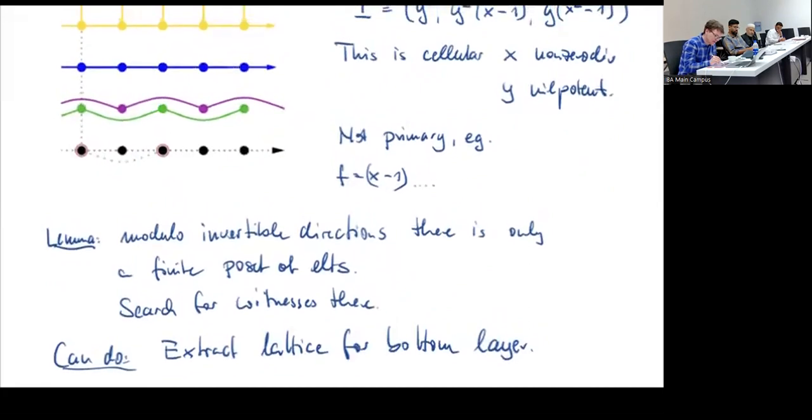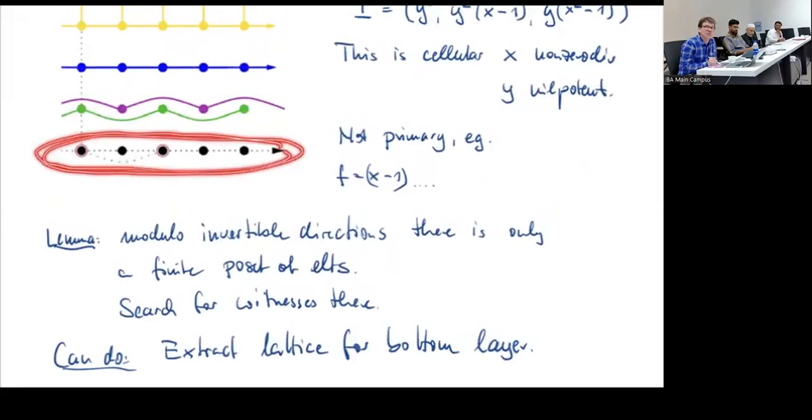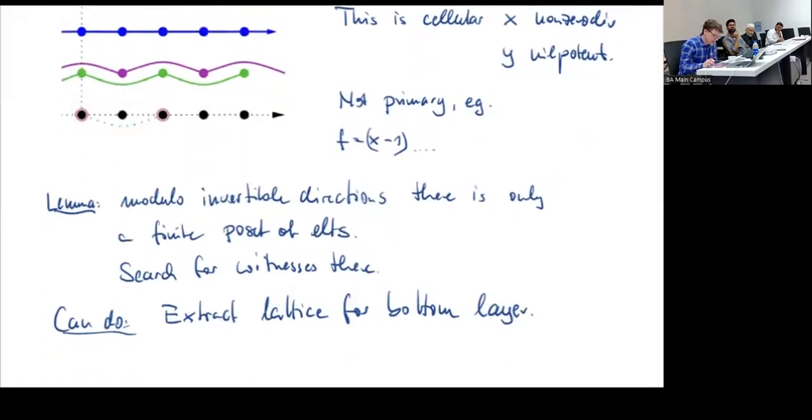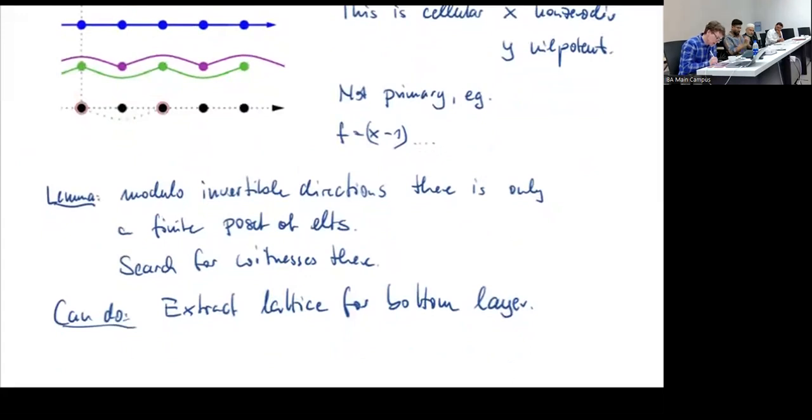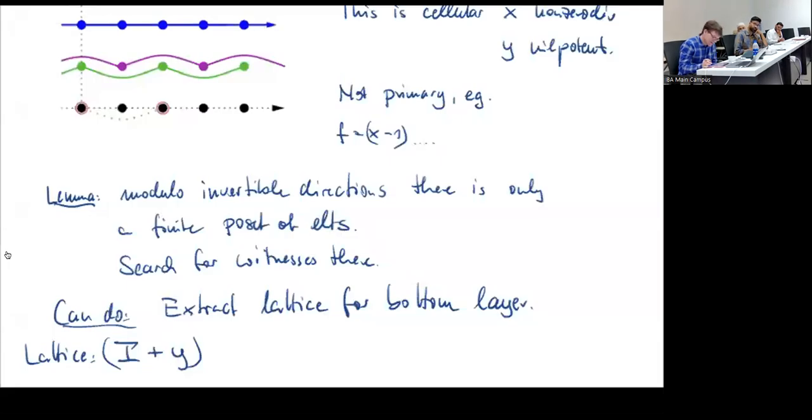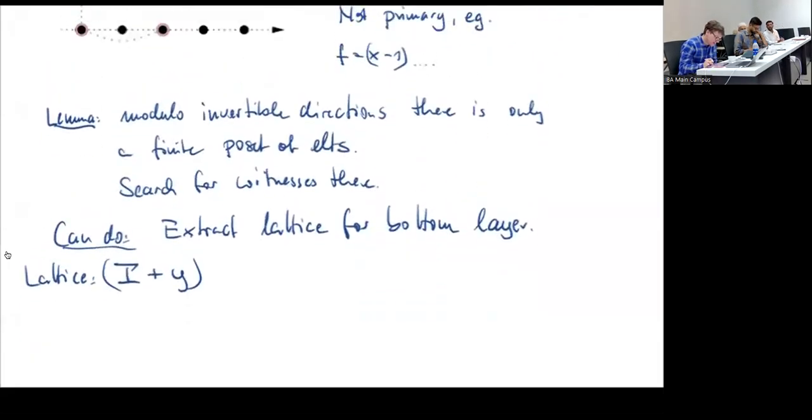So what I can do is take this bottom layer and compute the lattice that corresponds to the congruence there. In this case, it's the empty lattice. There are no binomials in here. I would do this by taking my I plus y and then the lattice of that. In this case, it's the empty lattice, the 0 lattice.